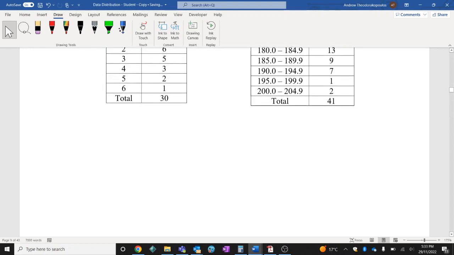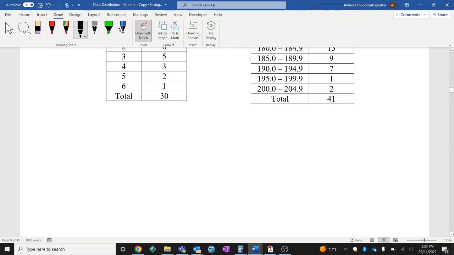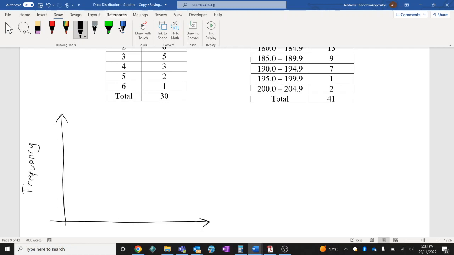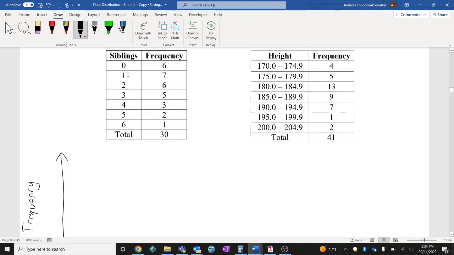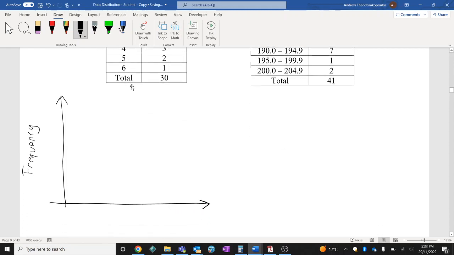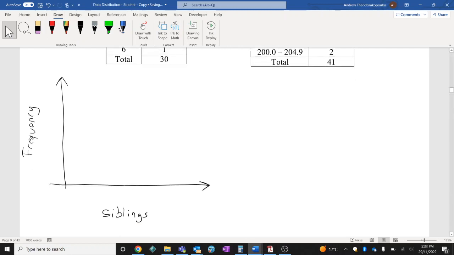So the first thing I want you to do is rule up 2 straight lines. I'll try my best to keep this straight. And straight away I want you to put in frequency on the vertical axis. Okay, so if we're representing this information here, we are talking about siblings at the bottom. So we're going to write siblings at the bottom, so that way we know which axis relates to which.